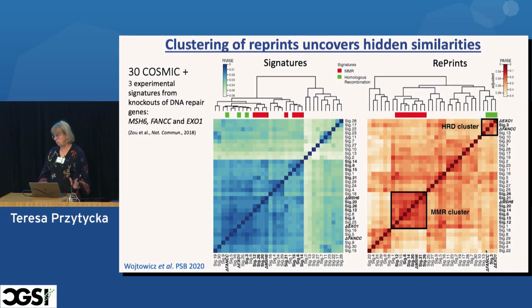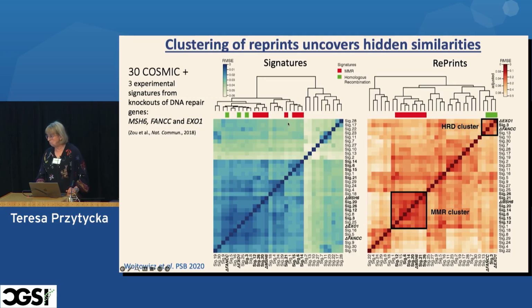This is an early study where we asked, do we really see by reprint something that we couldn't see by signature? This is from 2020, when we simply clustered the small number of signatures that were known at the time, using cosine similarity of signatures and cosine similarity of reprints. Focusing on mismatch repair signatures, we could see that they form a beautiful cluster in the reprint clustering, but not in the signature clustering.